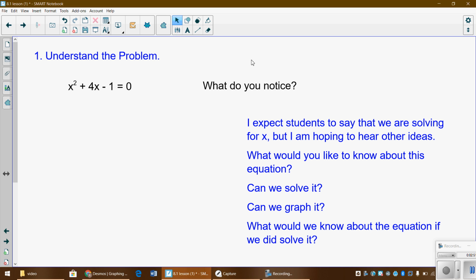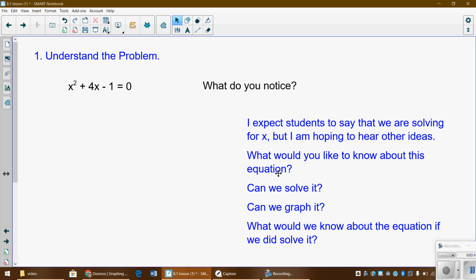So we start off, they'll see the black part there. Our goal is to understand the problem, and if I put this on the board, and if I don't even put this here, I'm expecting kids to make some assumptions, but I'm going to use the expression, what do you notice? And generally, they're probably going to think we're solving, which is correct.